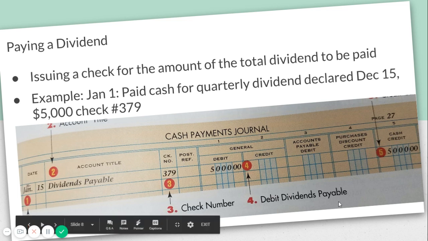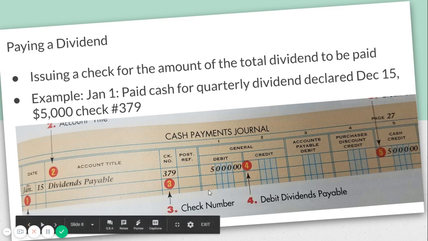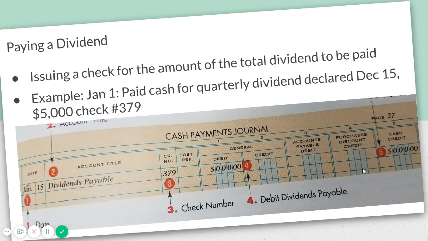When paying a dividend, we issue a check for the amount of the total dividend to be paid. For example, on January 1st, we paid cash for the quarterly dividend declared on December 15th. Now we're decreasing our debt, so dividends payable is written on the debit and cash on the credit.